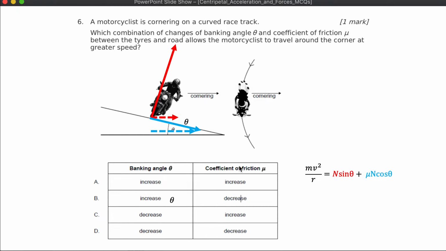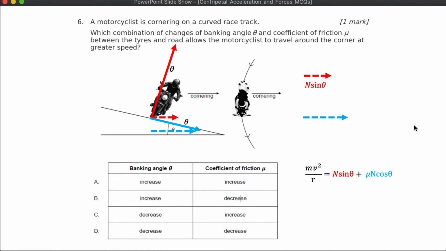We can chuck in our angles here, and we end up seeing where our angles fit into our triangles. The component in the red is just given by the value of N multiplied by sine theta. We're looking at the opposite to the angle, so that's N sine theta.